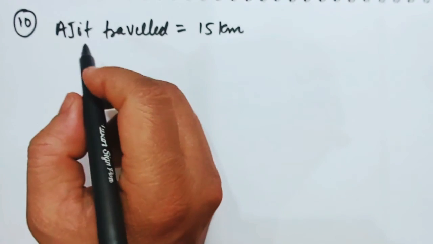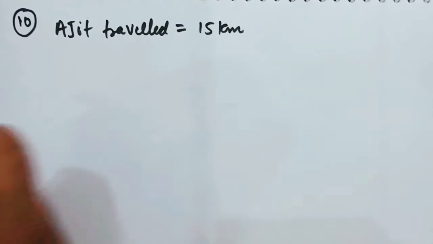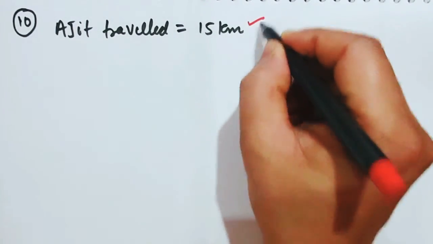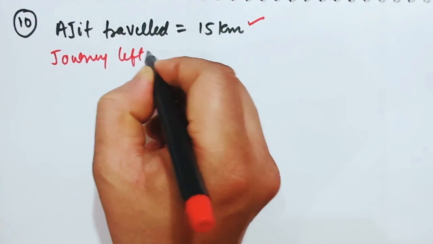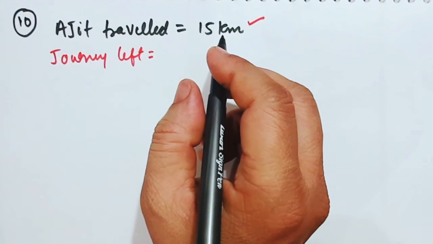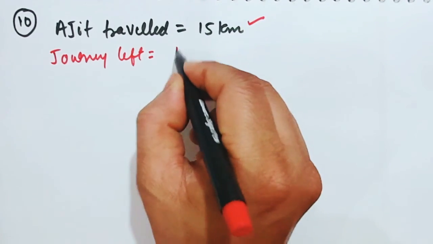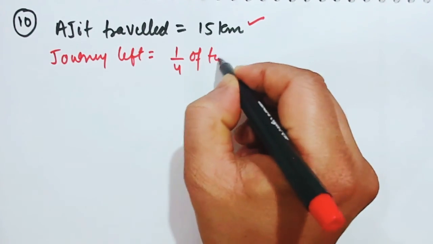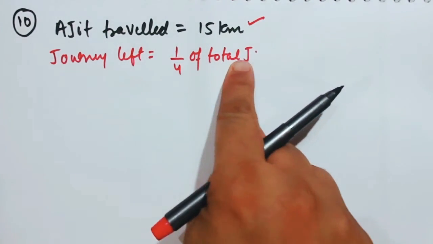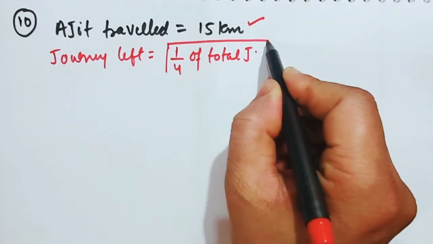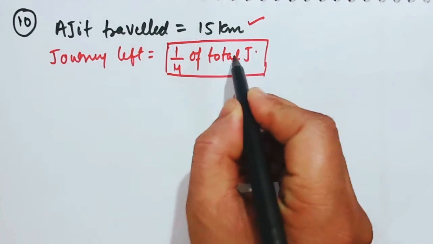So journey left is equal to how much? What have they given us? They have given us that Ajit traveled 15 kilometers, and the journey left is equal to 1/4 of the total journey. So 1/4 of the total journey was left. They have given us this data. So journey left is equal to 1/4 of total journey.